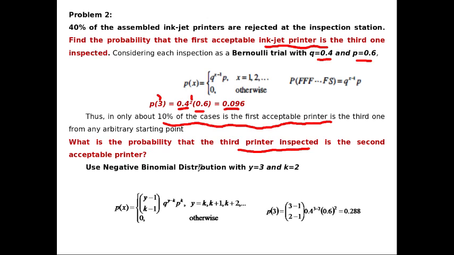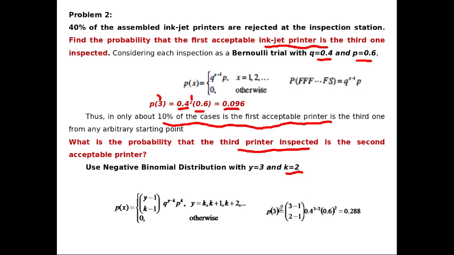Then what is the probability that the third printer inspected is the second acceptable printer? Here we are looking for k acceptable printers, so the value of k here is 2. So, this follows the negative binomial distribution. Therefore, P of y equal to y minus 1 combination k minus 1, q raised to y minus k and p raised to k.